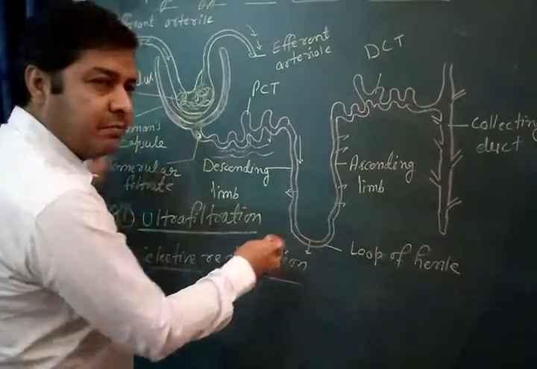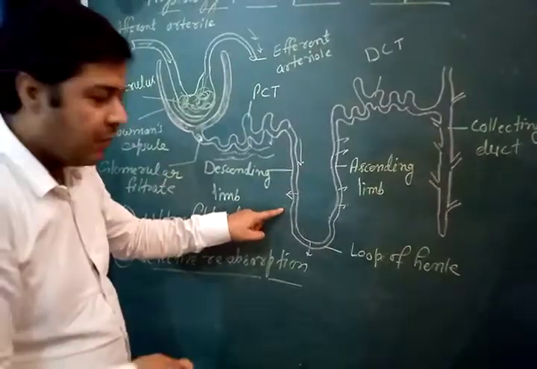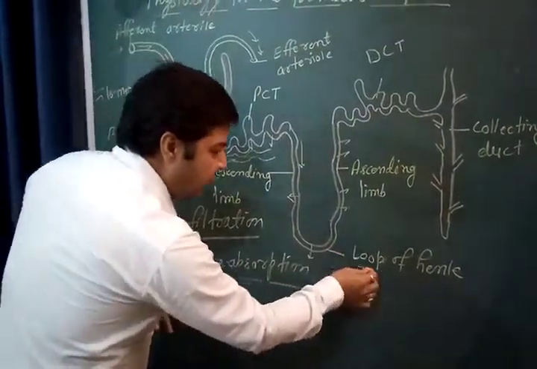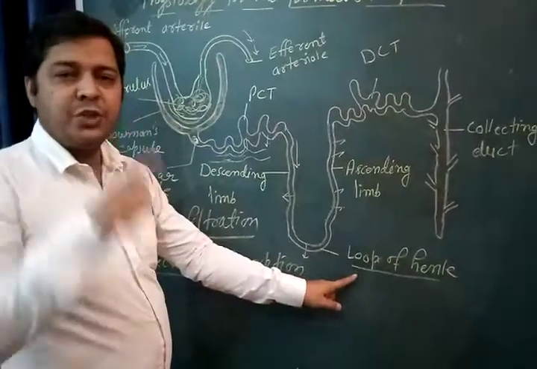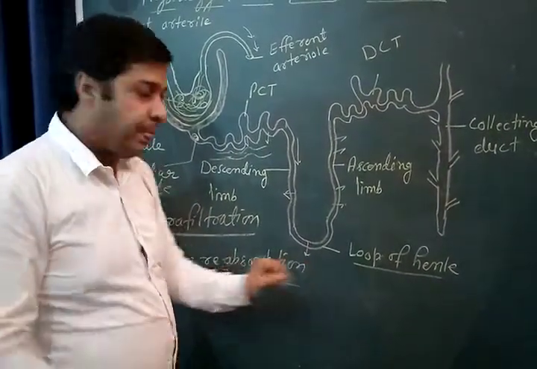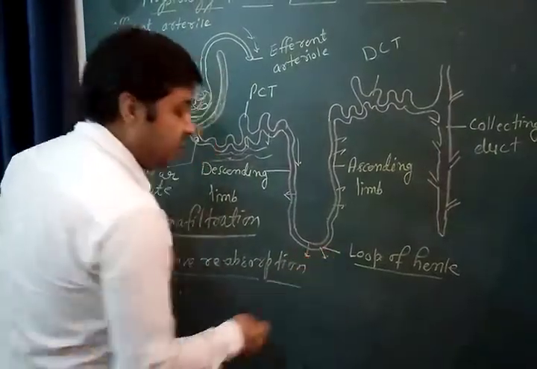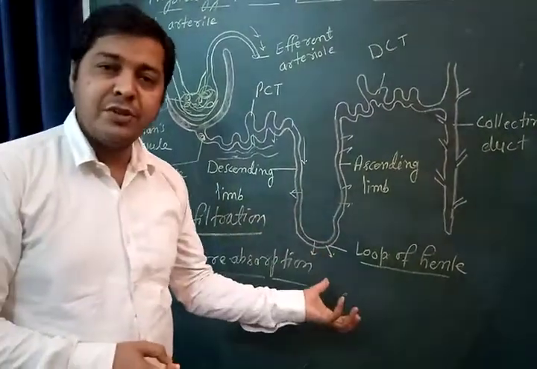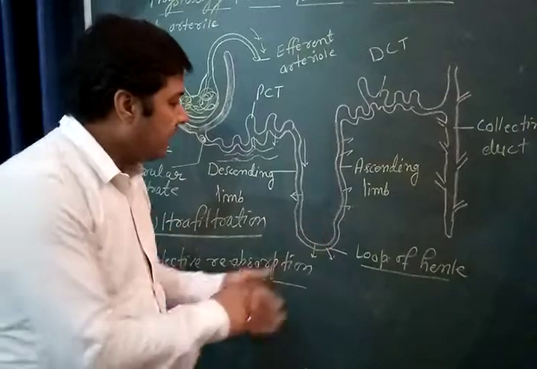So this is called the descending limb. The U-shaped structure is called the loop of Henle. It's very important. You must remember, the U-shaped structure is the loop of Henle. So in the loop of Henle, there is reabsorption of some minerals, some glucose. Now this is what?